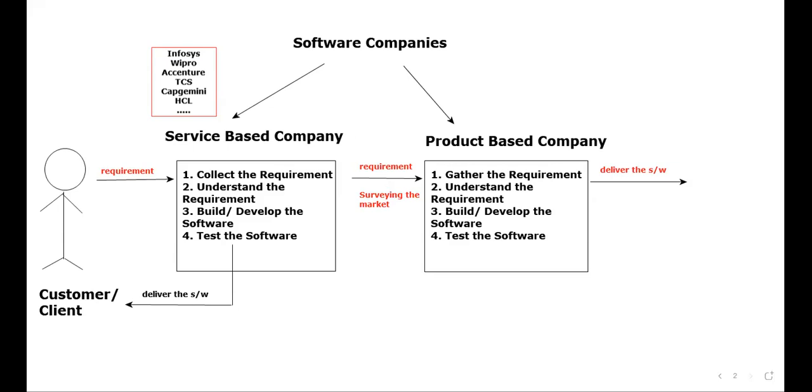That is the reason they deliver the software. See here, deliver the software. Sir, where, sir? To the market. Again, they will deliver the software to the market. Yes, best example. WhatsApp is a software which is developed by a service based company or a product based company? Think and answer. We'll see how many of them will tell the answer.